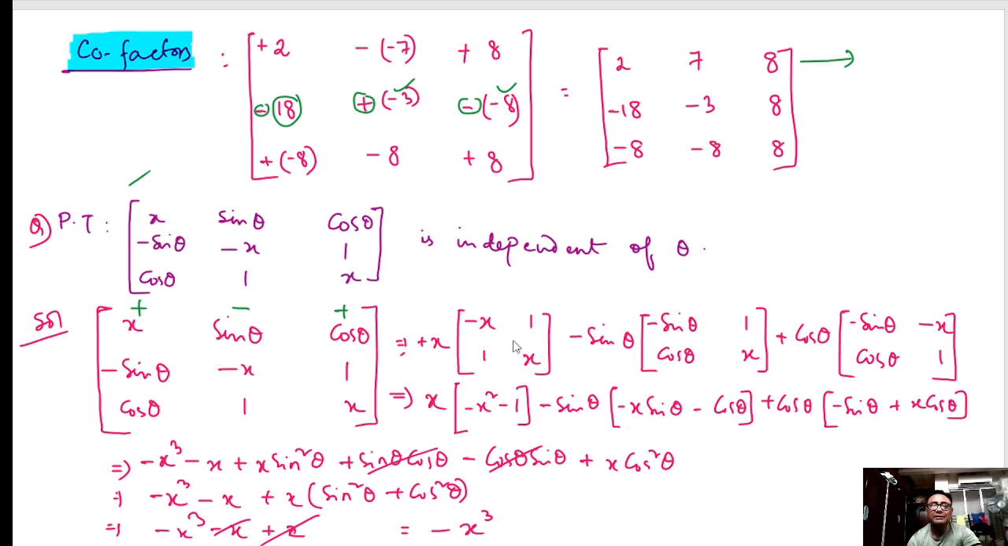This is plus x. Now we have to do minus x square minus 1. Next is minus x sine theta minus cos theta. Next is minus sine theta, and it will become plus x cos theta. Now calculating it, we are seeing that these cut out. Sine square theta plus cos square theta is 1, so they all cut out and it comes to minus x cube.